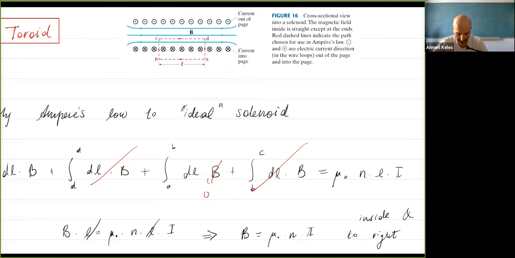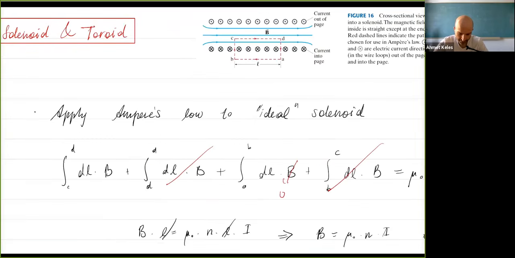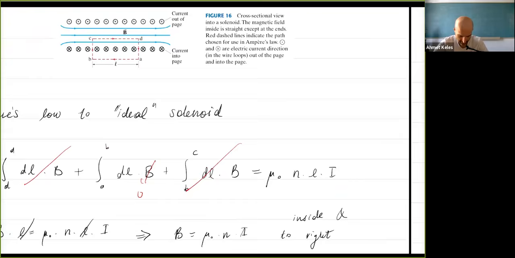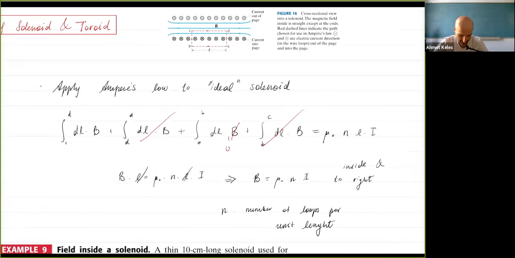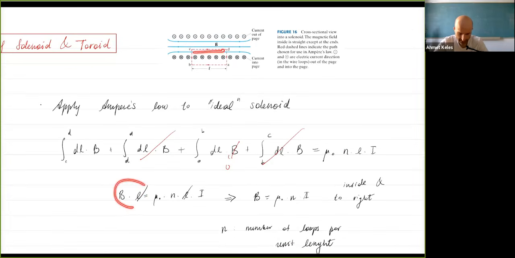There's a different reason here. So I only ended up with this guy. So this is B dot L. And B is constant inside because there's no reason for it to change from here to here. So I can just take it outside. And I have something like that: B times the length of this segment, B times L.